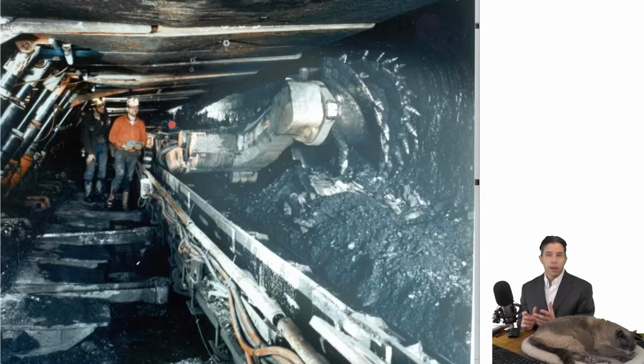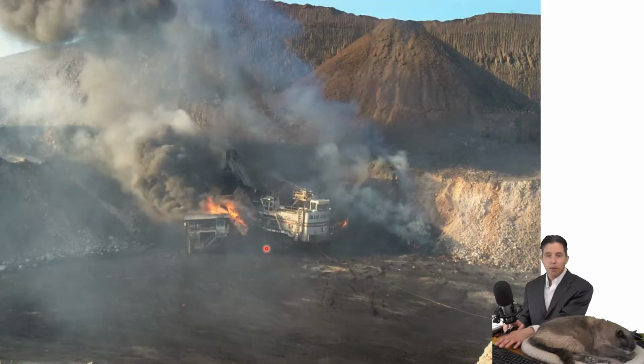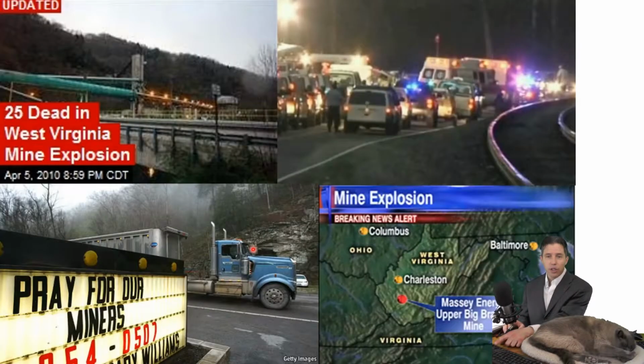From a workman's perspective, it is a very dangerous job. There's coal dust, dangerous equipment, gases coming out, and by the way, everything you're mining is flammable. So the accidents happen, and coal fires happen, and occasionally we get some disasters. So here's one from 2010 where 25 people in West Virginia died when there was an explosion. There was a methane gas buildup and it ignited.